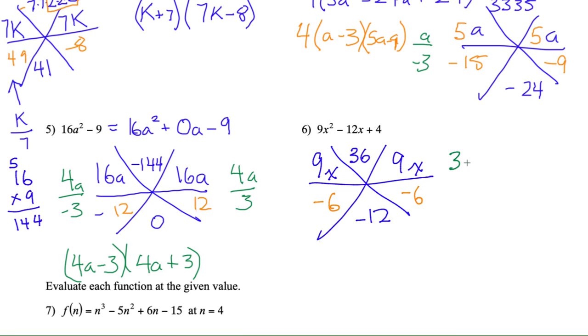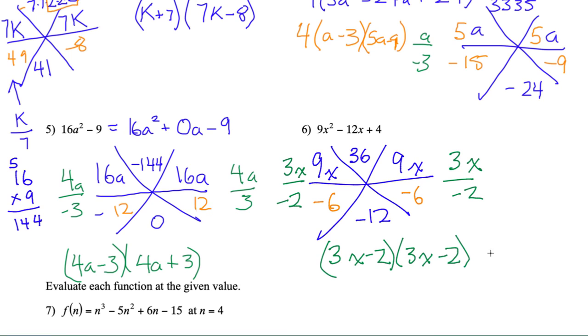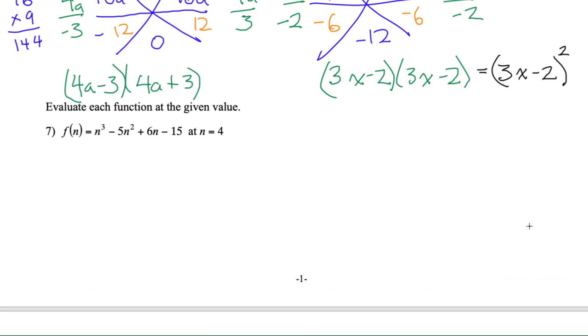That's going to be a 3x over a negative 2 and a 3x over negative 2. They're the same number, which means I can write my answer in 2 different ways. I can say 3x minus 2 times 3x minus 2, or equivalently, I can say that that is 3x minus 2 quantity squared. Let's go on to number 7. Find or evaluate each function at the given value. That means plug in 4.